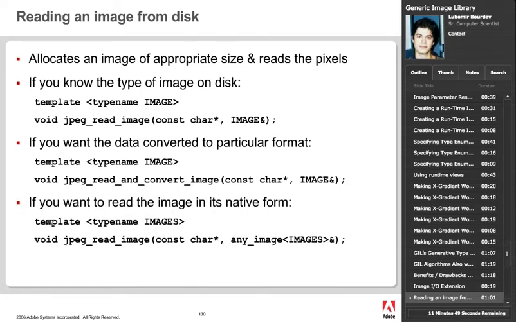Finally, you may want to read an image on disk in its native color space and channel depth. You can do that by reading into a runtime specified image. GIL will check the allowable types of your any image and instantiate the first one that is compatible with the destination. If none are compatible, it will throw an exception.